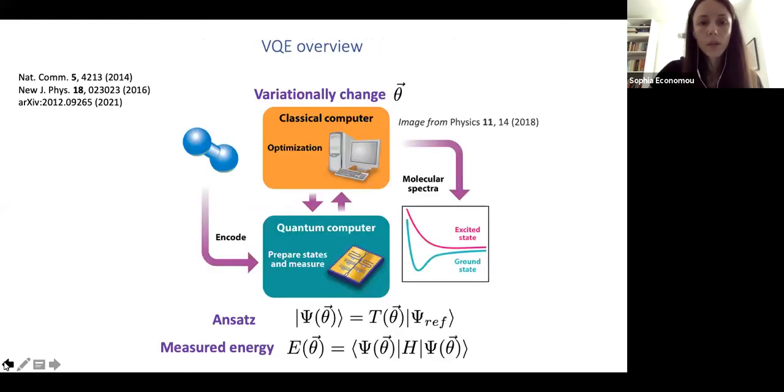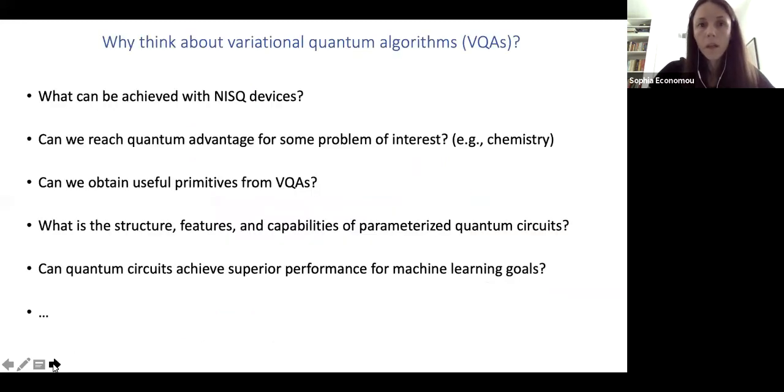And maybe I should mention on the slide that there are also ways people have suggested, and also demonstrated, for finding excited states. So there's a way you can modify this algorithm to make it work for excited states. More broadly, you could ask, why do we bother thinking about VQAs?